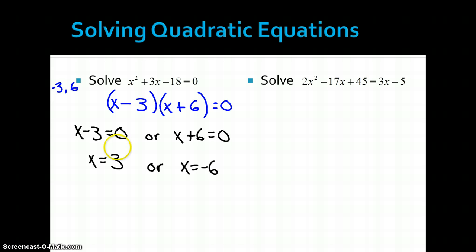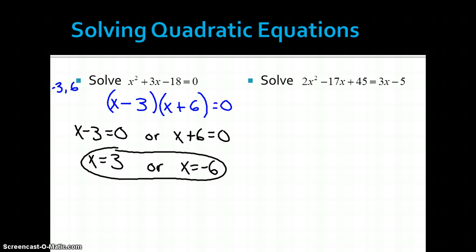And you must tell us both of these answers. That will be the complete solution. x equals 3 or x equals -6. We'll get into the special names of these during class tomorrow. But that's all we have to do. That's what we mean by the zero product property.